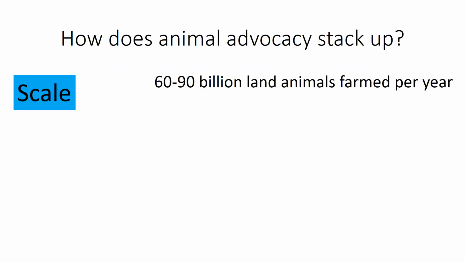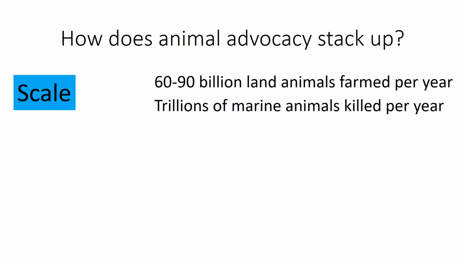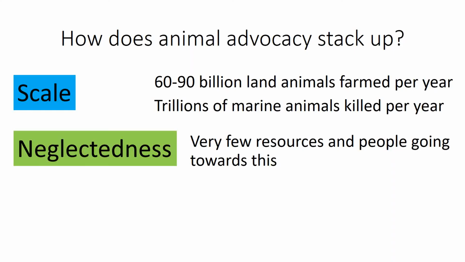So how does animal advocacy stack up using these metrics? In terms of scale, it's massive. 60 to 90 billion land animals are farmed per year, even if we're just talking about the impact on animals in industrialized animal agriculture, and trillions of marine animals are killed every year. How neglected is it? I think very few resources and very few people are going towards this issue relative to some other causes like global health, which has billions and possibly trillions of dollars of foreign aid and research going into it.